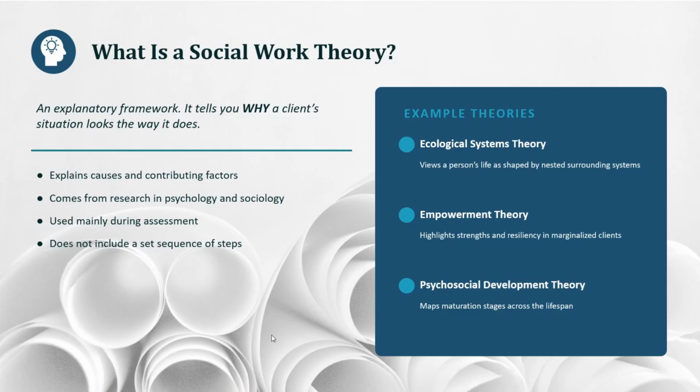Let's start with theory. A social work theory is an explanatory framework. It tells you why a client's situation looks the way it does. Theories come from research in psychology and sociology, and they're used mainly during assessment to help you understand what's contributing to a problem. What a theory does not do is tell you what steps to take next. Some common examples include ecological systems theory, empowerment theory, and psychosocial development theory.